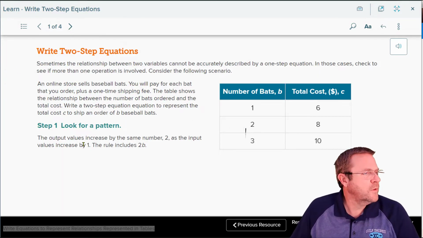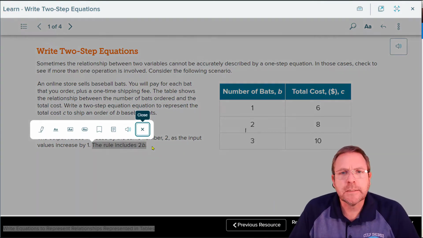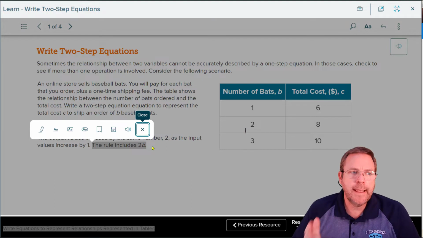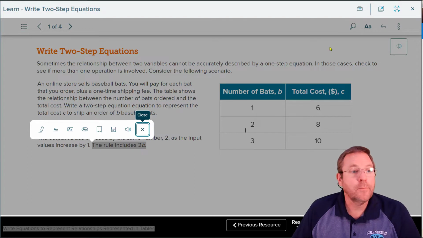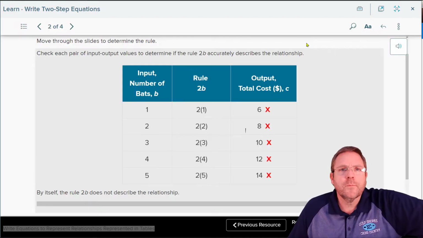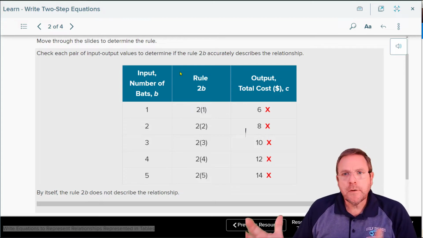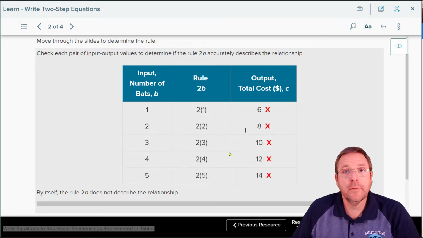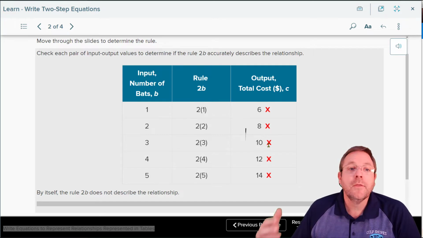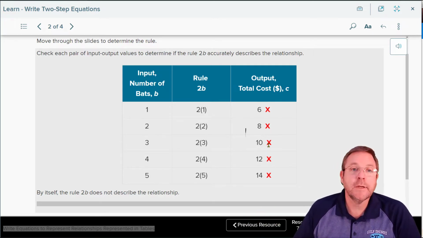Now, your textbook here says that the rule includes 2b. It doesn't. It includes 2 times b because you're adding to whatever you get when you multiply your b value by some number. And that is what they're fixing to prove to us in this table here. They got stuck on the concept of 2, so they tried multiplying each number of bats times 2. And when they did that, 1 times 2 did not equal 6. 2 times 2 did not equal 8. 3 times 2 did not equal 10, and so on. So right here, we're proving that this is not just a simple times 2 to get to the next level. There's going to have to be some addition and some multiplication taking place.